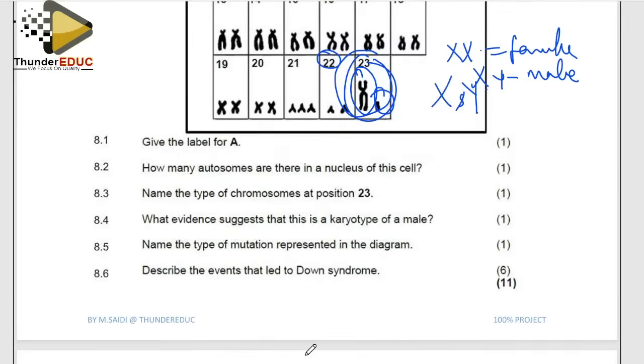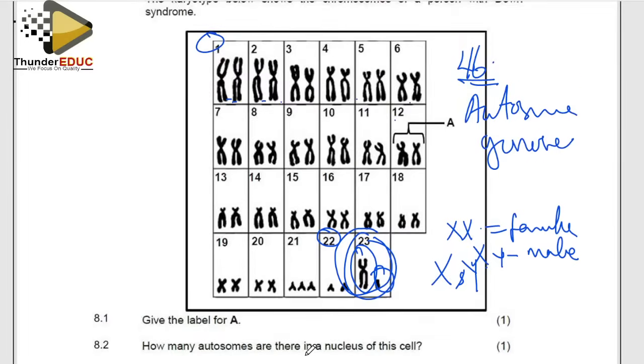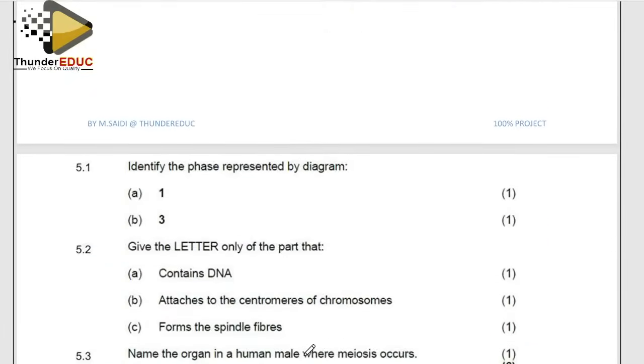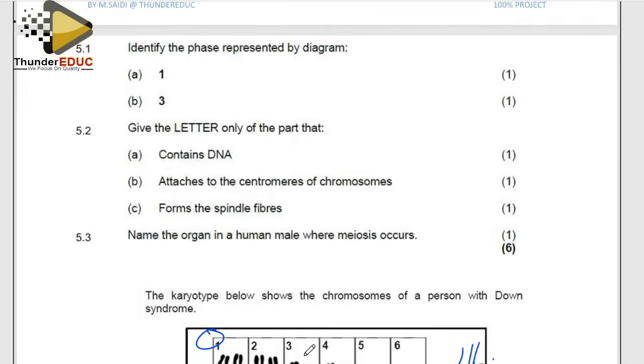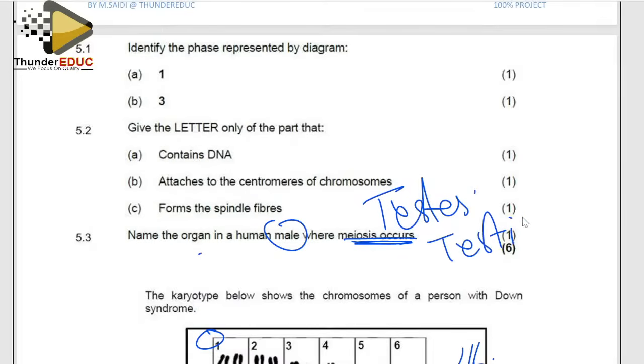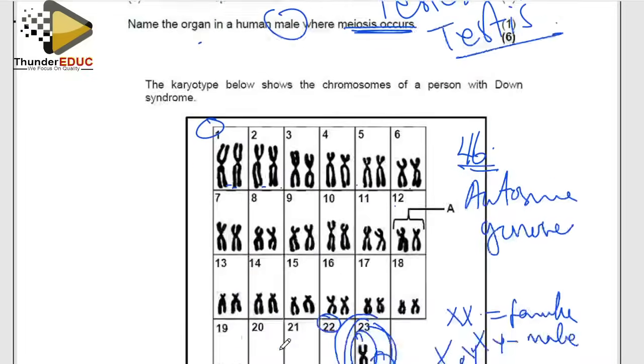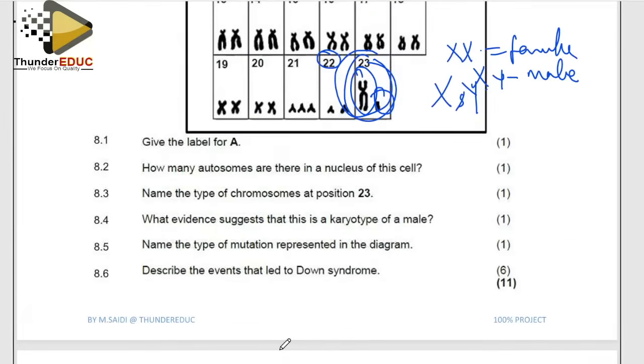Then they are saying, name the organ in humans where meiosis takes place. Where meiosis takes place, it occurs in the male, so it occurs in the testis. That is where it occurs. Then we continue to the next question.